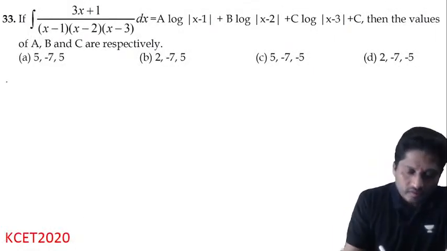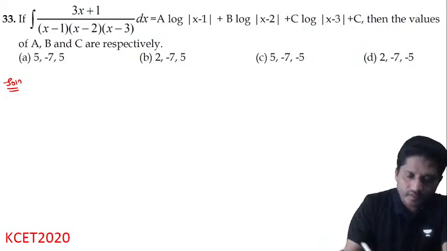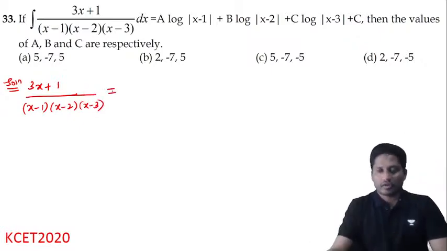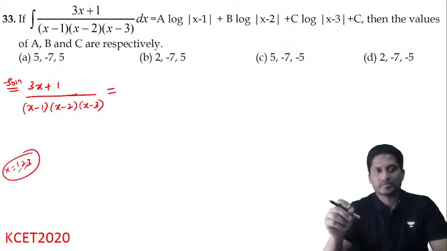See, we have done a similar question in the 2019 paper, integration using partial fractions. 3x plus 1 divided by (x minus 1) into (x minus 2) into (x minus 3). Don't write A by B by C by, it takes a lot of time to solve. If I equate the denominator to 0, roots will be equal to 1, 2, 3. x minus 1, x minus 2, x minus 3, roots are 1, 2, 3 only.